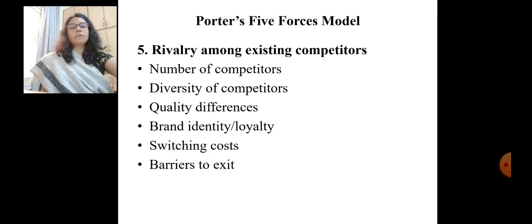Well, talking about the fifth force of Porter's model, rivalry among existing competitors. Number of competitors, diversity of competitors, quality difference, brand identity, loyalty, switching costs, barriers to exit. These are some of the factors which come under rivalry among existing competitors.